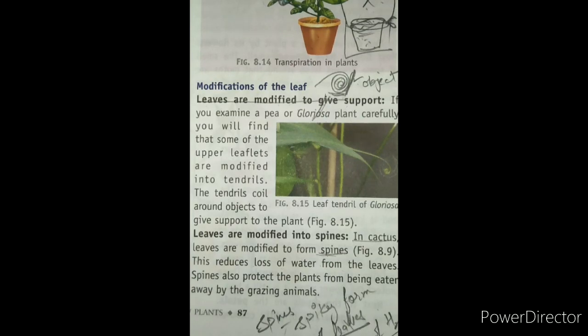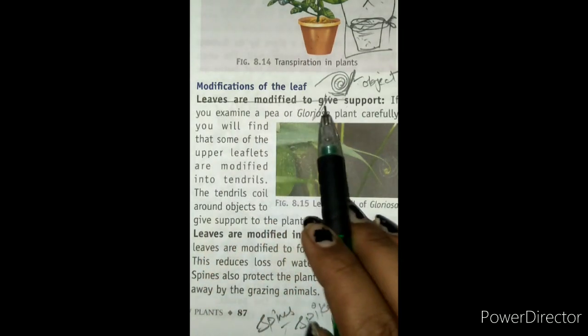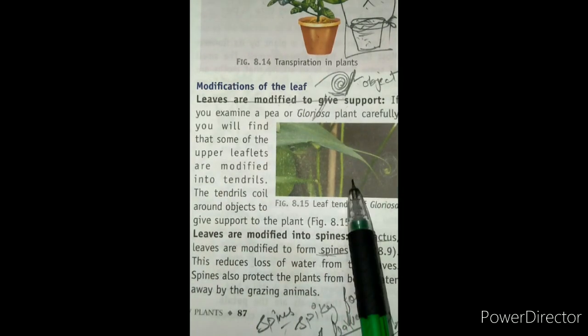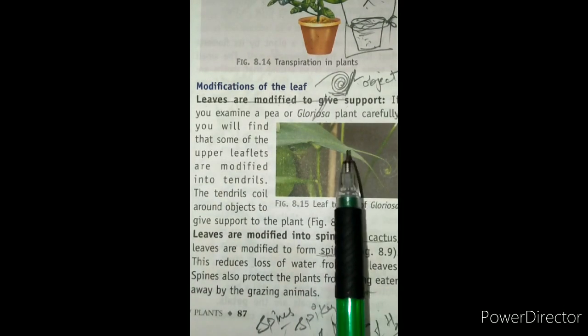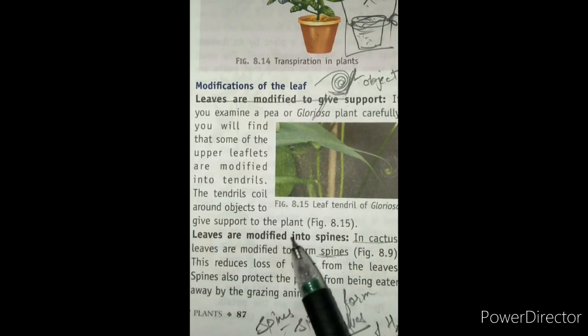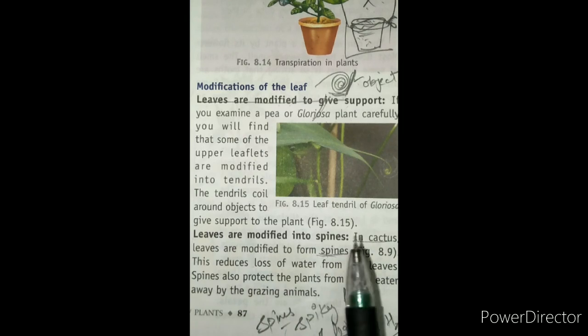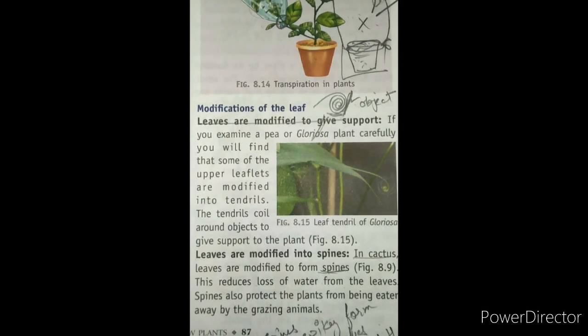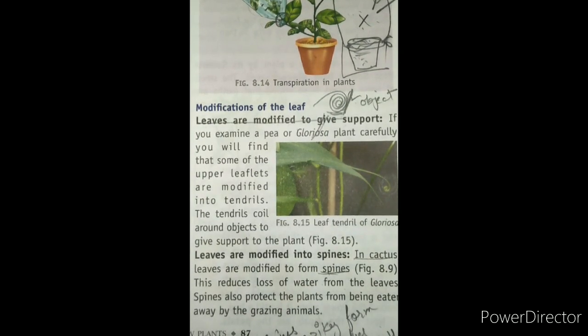Modifications are also there. Leaves are modified to give support. Like in the previous lesson, I made you understand about tendrils. Tendrils help the plant to get support, and leaves are also modified into spines. You can take the example of a cactus. It doesn't have leaves; it has modified leaves that are called spines, and these spines do not perform the function that other leaves have.